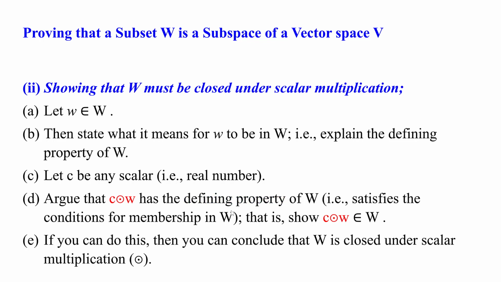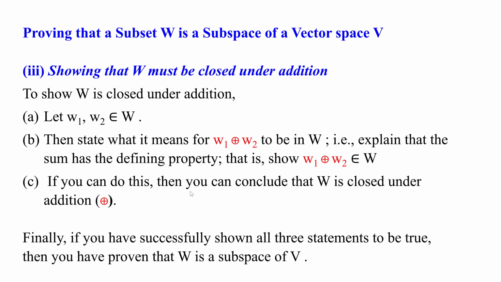If you can do this, you'd be done with the scalar multiplication part. Again, this is an abstract set of rules because we don't know what W is, but we're speaking very generally. These are the steps you would need to go through, and there'll be an illustration coming soon. You do the same type of thing for addition. You start with two objects in W, w1 and w2. They have to satisfy the conditions of membership, namely the defining conditions that define W. Then you show w1 plus w2 has those defining properties. If you can do this, you've shown the addition is closed.